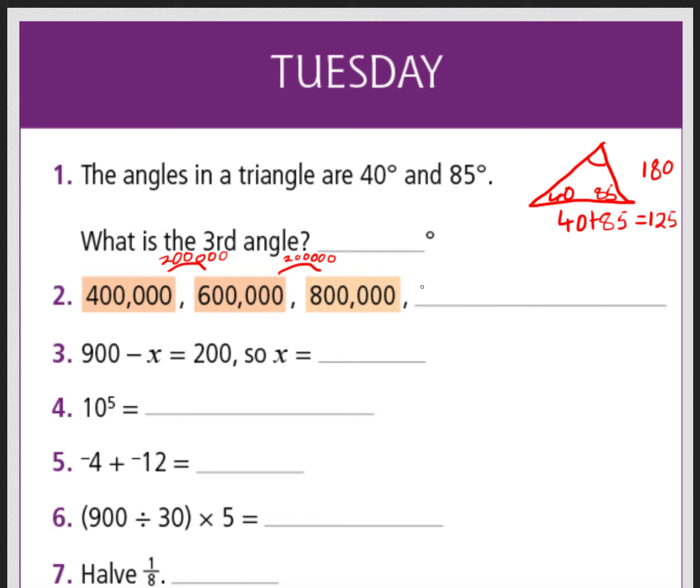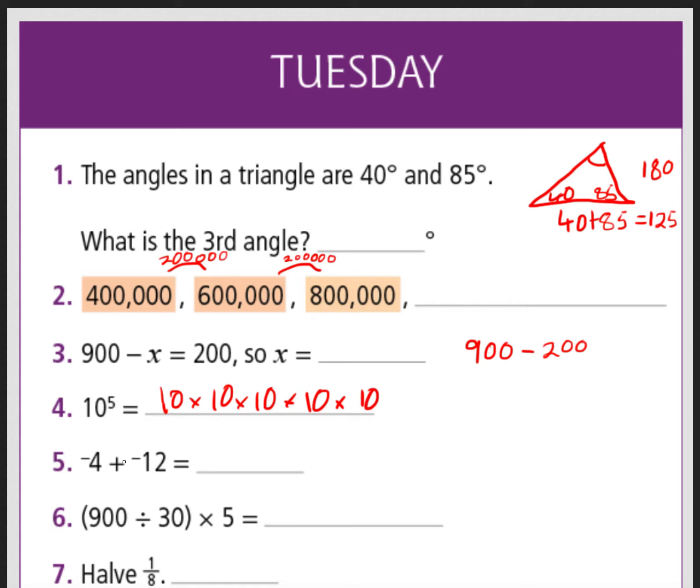Okay. Number 3, 900 take away x is equal to 200. So what is x? Well, we can work that out by doing 900 take away 200. That'll tell us what this x must be. Number 4, we've got 10 to the power of 5. That's 10 multiplied by itself 5 times. So it's 10 times 10 times 10 times 10 times 10. Okay, I'll let you work that out there.